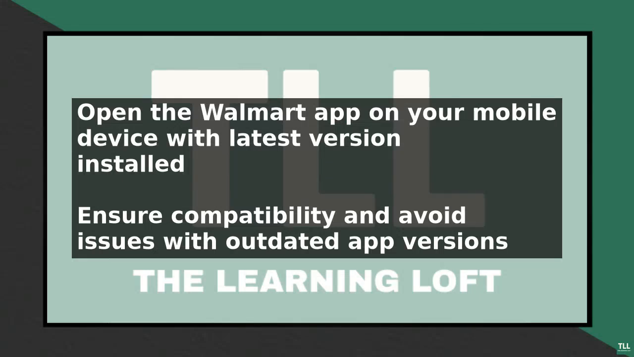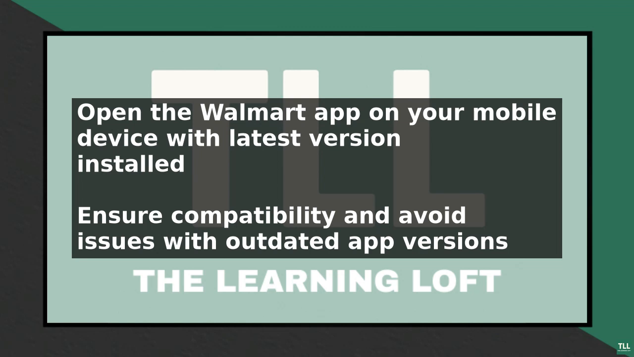To put your Walmart app in store mode, start by opening the Walmart app on your mobile device. Ensure you have the latest version of the app installed to avoid any compatibility issues. Next, locate the Services tab at the bottom of the screen and tap on it. This will take you to a new page with various services offered by Walmart.